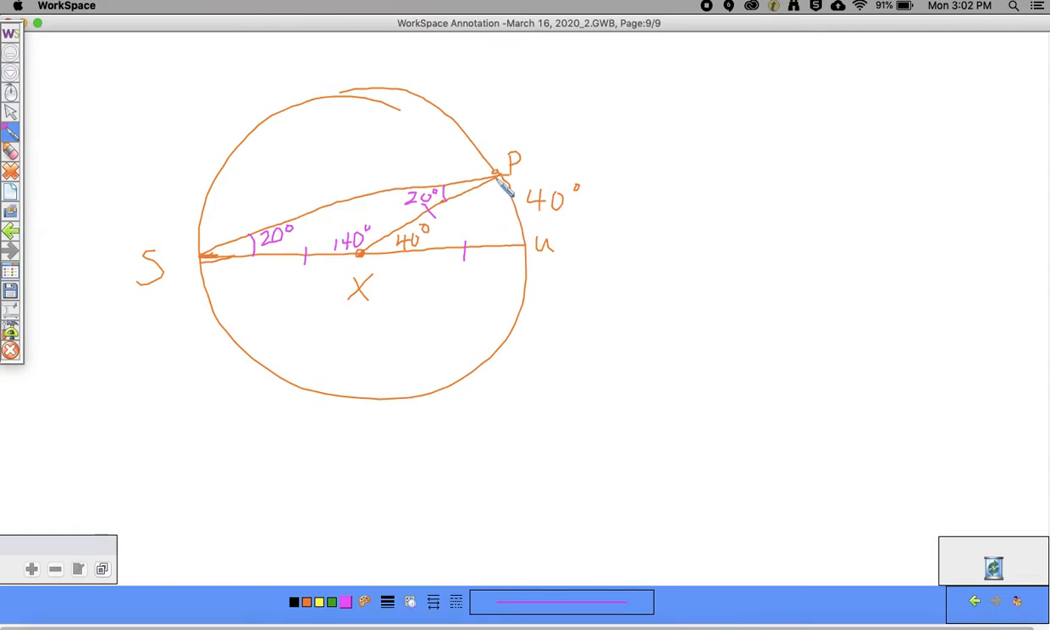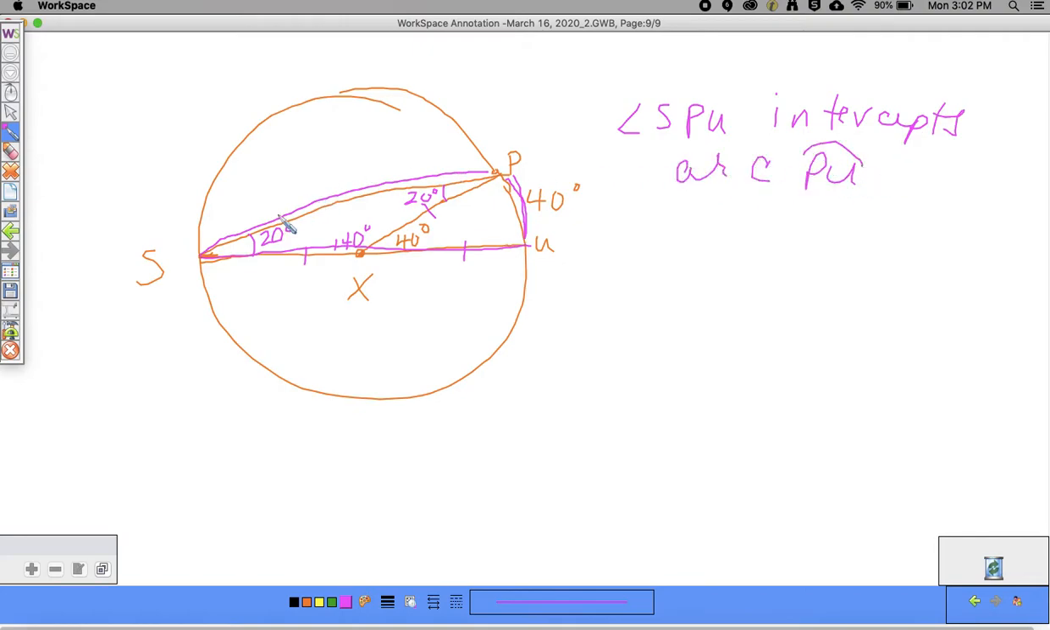Now what I want you to notice is that if I highlight my inscribed angle, it intersects this arc that we're going to call PU, okay? So we say angle SPU intercepts arc PU. And if you notice, not only does PXU intercept that arc, but this inscribed angle also intercepts that arc. But if you look over here, the central angle and its arc are equal.